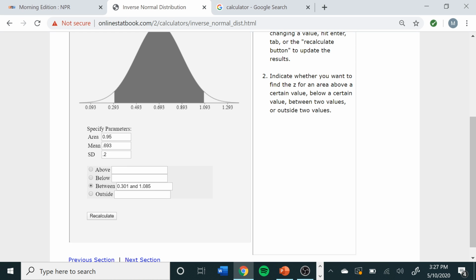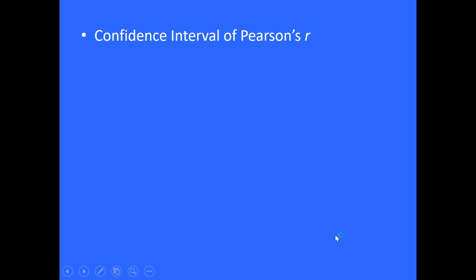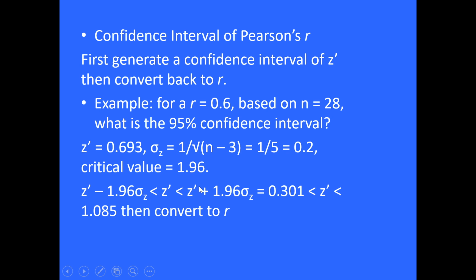So that should be the 95% confidence interval. Now, let's work it the other way. That's what I have here in the PowerPoint. So let's take a look at this, another way to do it. Here's the formula for the confidence interval. To get the lower value of Z, we would take Z minus the critical value, 1.96, because remember it has a normal distribution, times the standard error of Z. And then here's the upper value. So now we've got a confidence interval around Z.